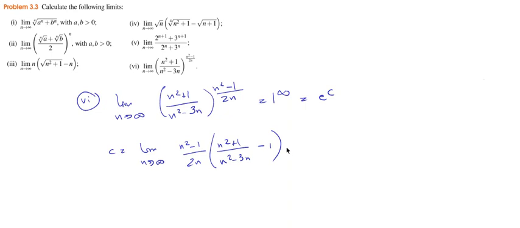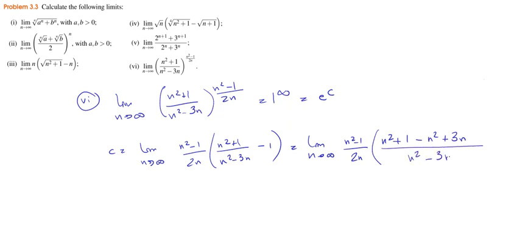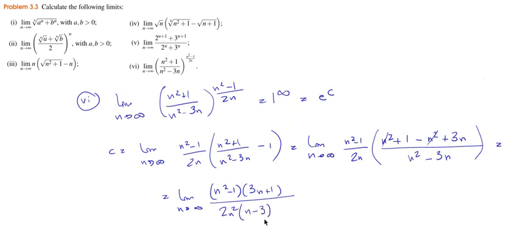Now let's work with this n squared minus 1 over 2n, and then we have n squared plus 1 minus n squared plus 3n, over n squared minus 3n. And then n squared and n squared cancel out. We have the limit when n goes to infinity of n squared minus 1 times 3n plus 1, divided by 2n squared, right? Because we can take a common factor here, n minus 3, if I'm not mistaken.